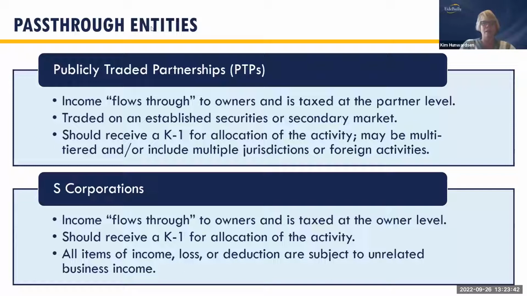And then the last one here is with respect to S corporations. And this is a really key one to keep in mind, because a lot of people assume that S corporations, because they're a pass-through entity, are treated the same as partnerships when it comes to unrelated business income, and they're not. So while the income still flows through to the owners and it's still taxed at the owner level, and it flows through on a K-1, if you remember a few slides back, we talked about the fact that the exclusion for passive income does not apply to S corporation income. So in this case, all items of income, loss, and deduction are subject to UBI. So if someone wants to donate S corporation stock, you should be really cautious and really keep in mind that that is for sure going to cause tax liability.